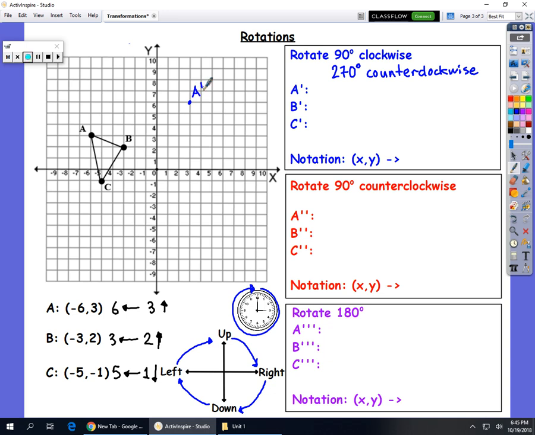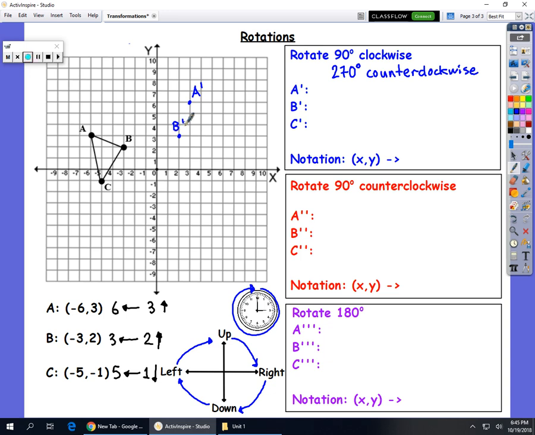All right, let's do the same thing for B. B is 3 left and 2 up. Instead of left, I should be going up. Instead of up, I should be going right. So 3 up and 2 right. This is my B prime.